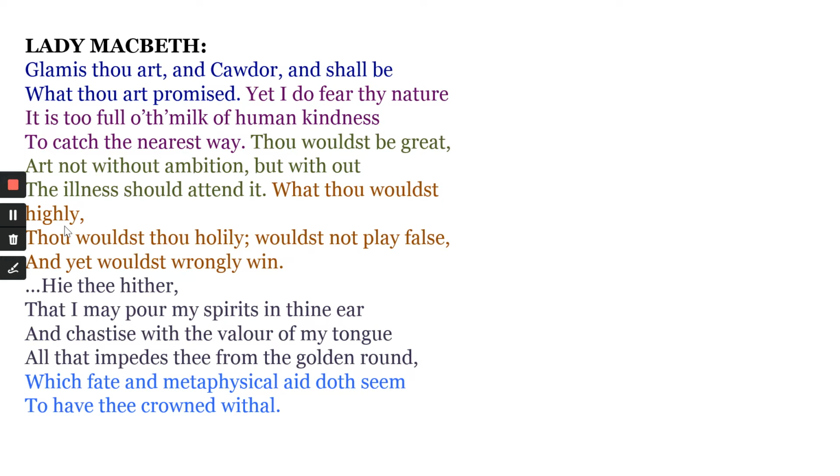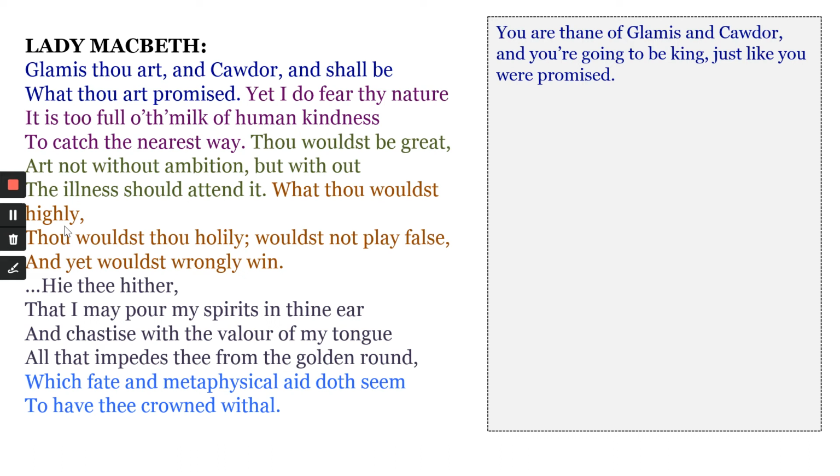So let's go through this section by section. Lady Macbeth is saying, you are the thane of both Glamis and Cawdor, and you're going to be king, just like you were promised by the witches. Note that she doesn't say foretold or prophesied. She says that it's a promise.